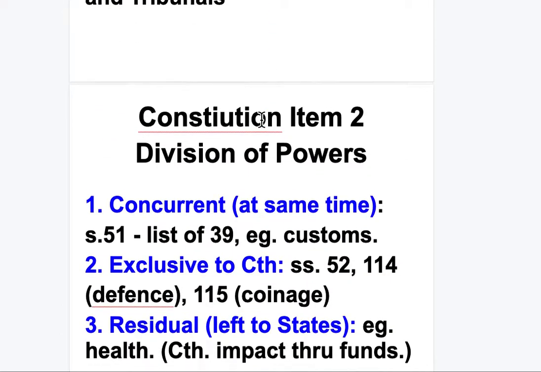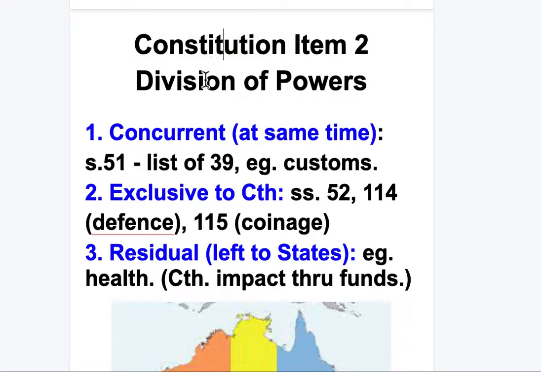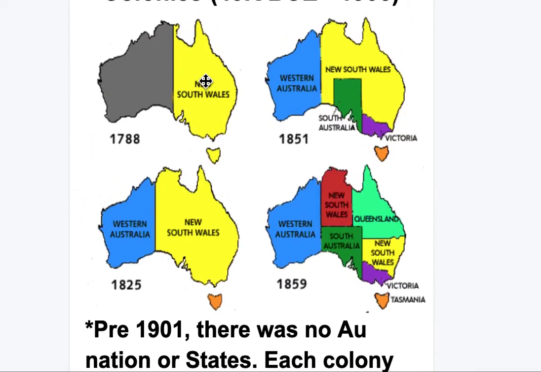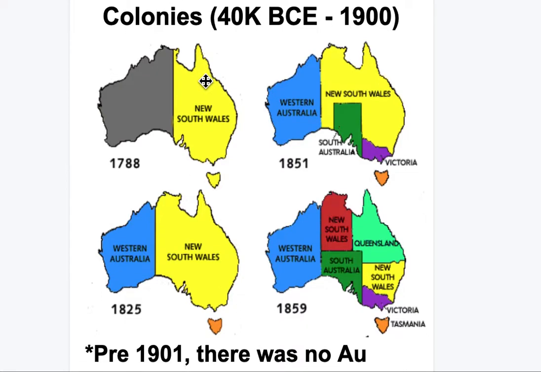The second item is the division of powers. I spelled Constitution wrong there. And that's tied back to those previous graphs we had, so that come 1900, the colonies had full power. So New South Wales had all its own powers. It looked after its defence, its quarantines, its immigration, its everything, because there was no Australian nation.